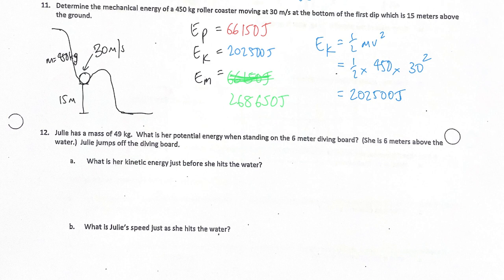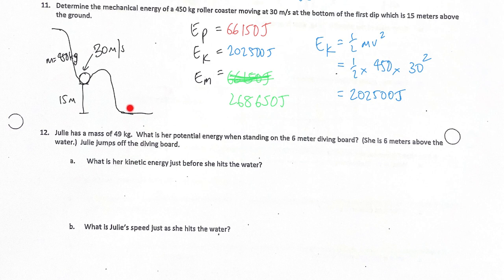Remember, if he's moving and at a certain height above ground, then he has both types of energy, and we have to work out both. Now look at the board. How much mechanical energy would he have at this point here? 268,650. The mechanical energy is the same all around.